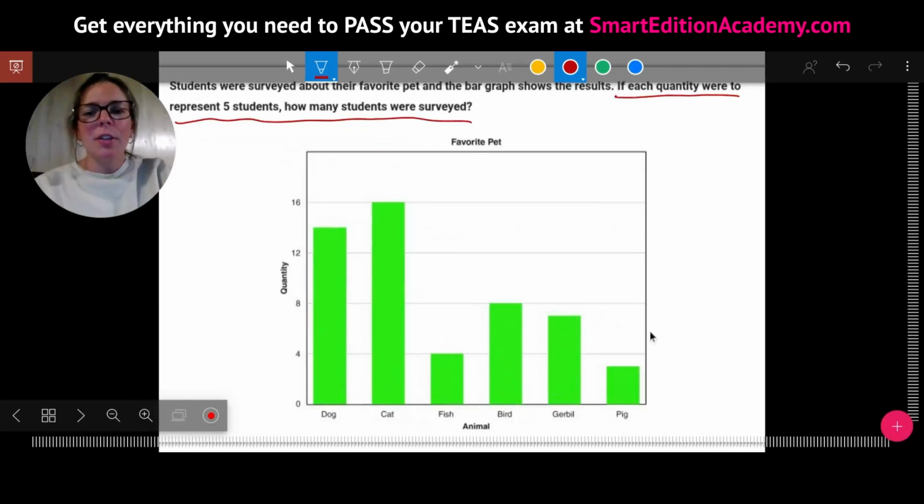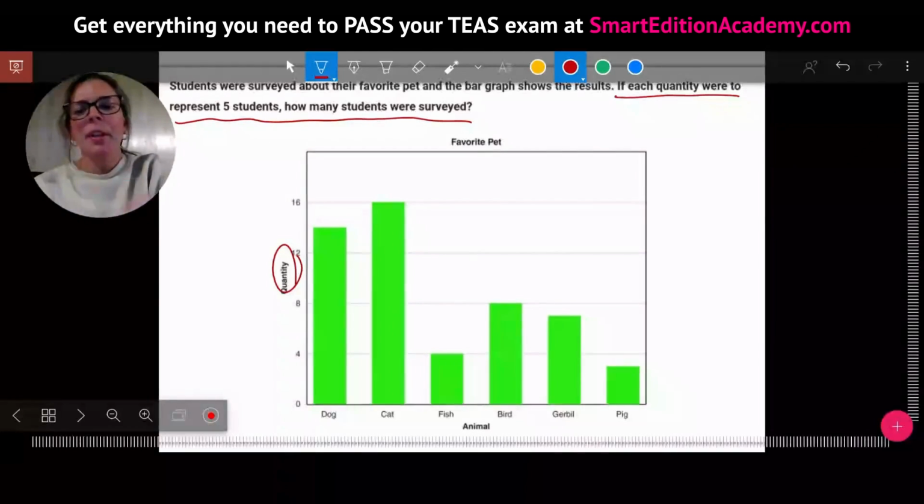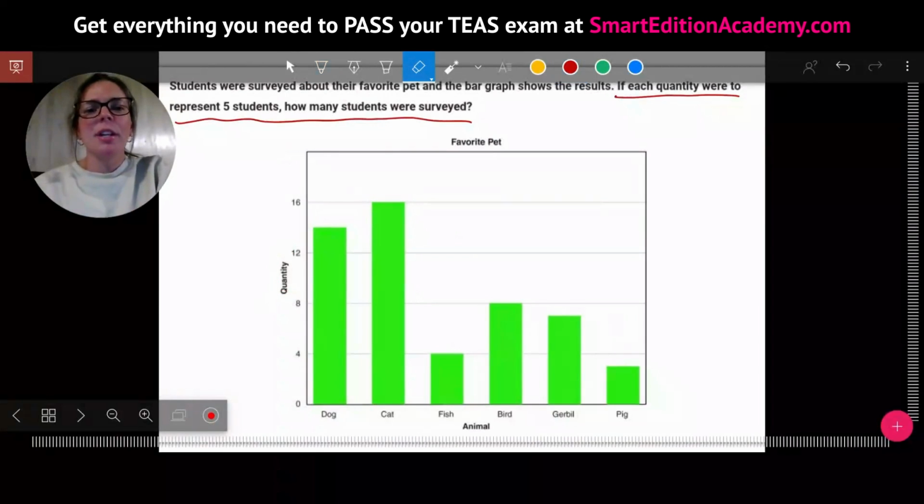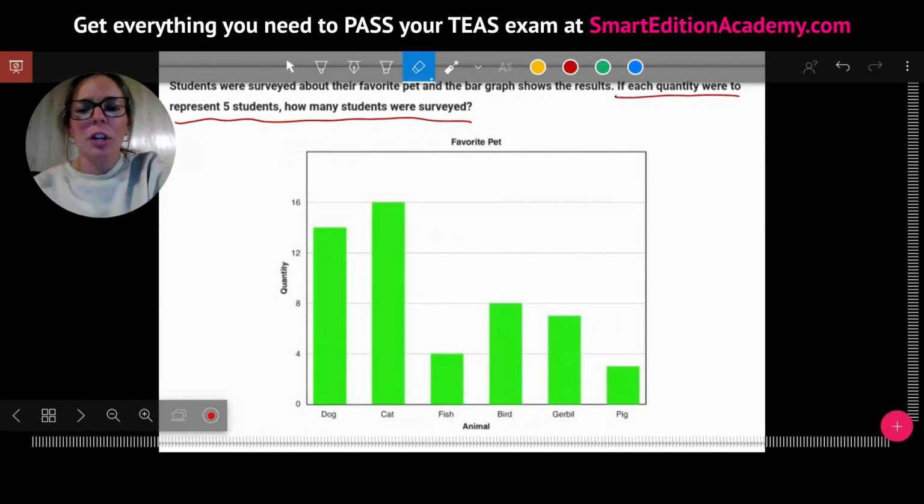So what this means is that on this graph, we're shown a quantity. That's my vertical label here. But each quantity is actually representative of 5 students. So if we're looking at dogs, for example, I've got to be able to analyze my axes here. In between 12 and 16, this would be 14. I'm just going to label each one here. 14, cats would be 16, fish would be 4, birds would be 8, gerbils, so this would be 4, 5, 6, this looks like this would be about 7. And then pig would be 3.